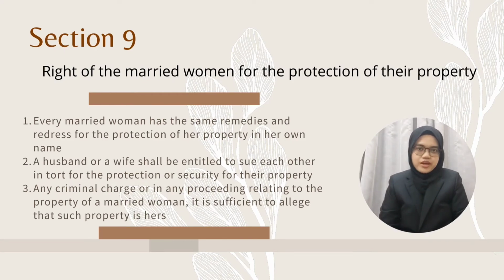Section 9 of the Married Women Act provides about the right of the married woman for the protection of their property. Every married woman has the same remedies and redress for the protection of her property in her own name against her husband as if such property belongs to her as a female. A husband or a wife can sue each other in tort for the protection or security of their property. In any criminal charge or in any proceeding relating to the property of a married woman, it is sufficient to allege that such property is hers.